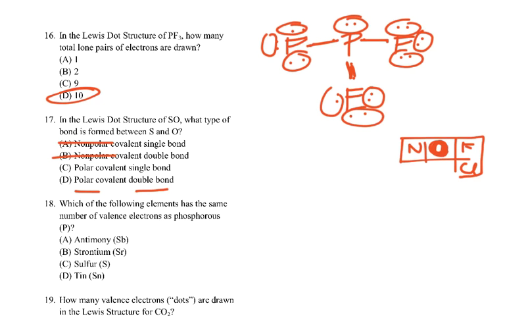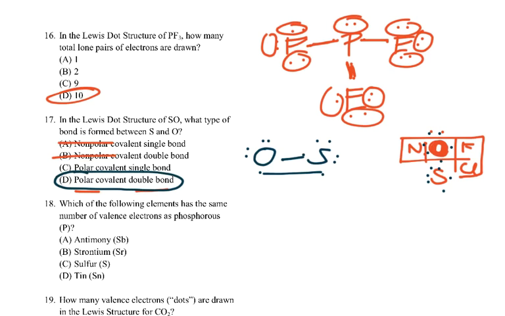Now, is it a single bond or a double bond? In the same family as oxygen is sulfur. So this one has 6 valence electrons. 6 valence electrons, 2, 2, 1, and 1. This has 2, 2, 1, and 1. So if we put those together, oxygen and sulfur, they can share. It's going to be a double bond. So it's going to be a polar covalent with a double bond. That's going to be answer D.